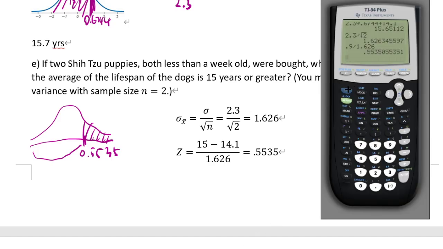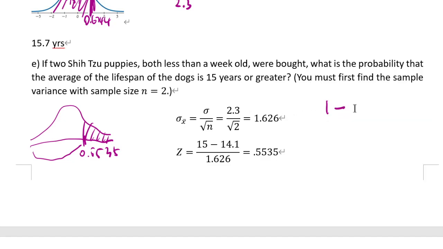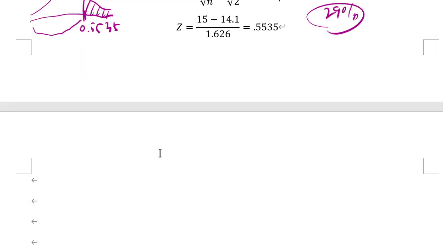So let's go to second vars, norm CDF, 0.5535, enter, and you get 0.71. And subtracting from 1 minus 0.71, you end up with 0.29, so the answer will be 29%. There's a 29% chance that the average lifespan will be 15 years or greater.